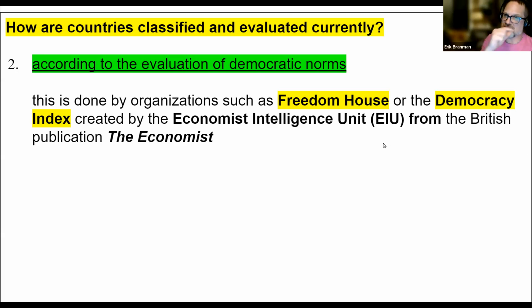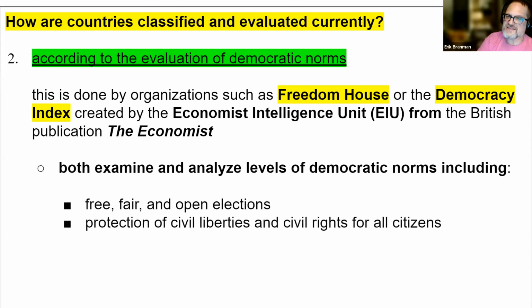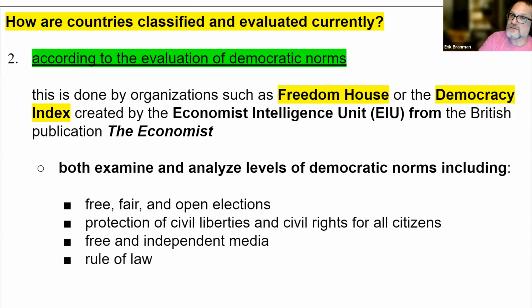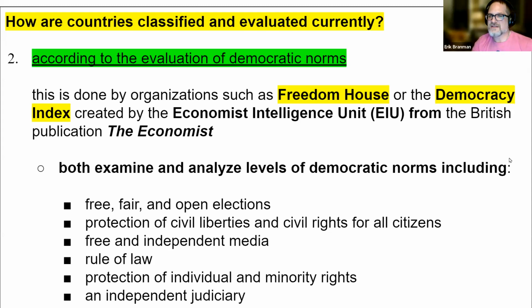The Democracy Index is the article that we looked at at the beginning of the year from the Economist Intelligence Unit, which is from the British publication The Economist. They have a similar measurement to Freedom House. These democratic norms that they examine: free, fair, and open elections; protection of civil liberties and civil rights for all citizens; free and independent media, not controlled directly by a government; rule of law. You investigate what rule of law can be defined as and how it fits in with the concepts of justice, protection of individual and minority rights, and an independent judiciary. These are six different democratic norms, some of which we've talked about more than others, but they are all ways that Freedom House and the Democracy Index use this second way to group countries together.